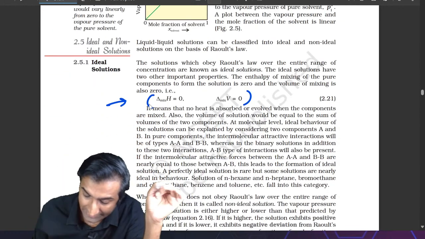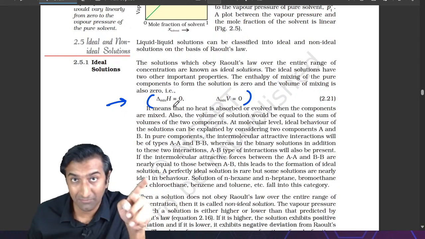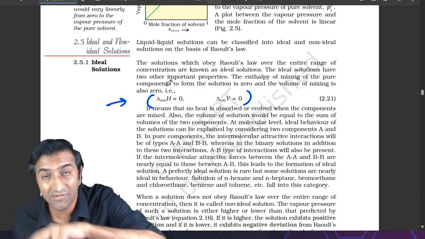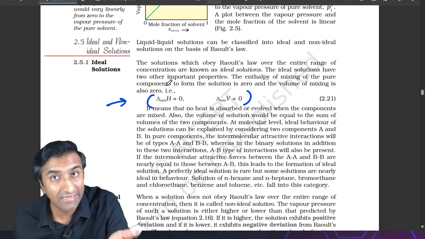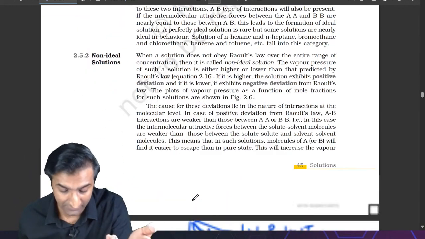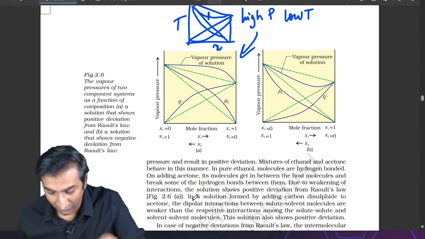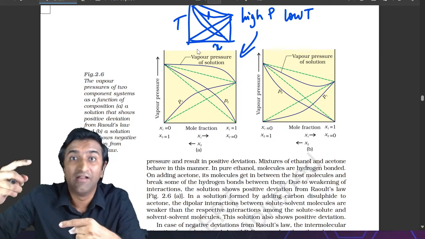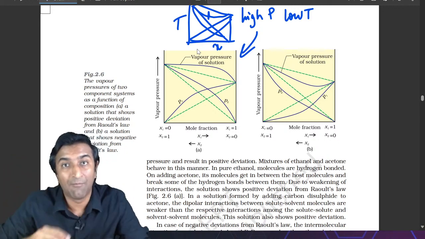For an ideal solution, delta H and delta V of mixing is zero. Matlab ki, kabhi kabhi, agar main do cheezon ko mix karu, jaise pani aur acid mix karoge, wo garam ho jata hai. That's a non-ideal solution, right? Lot of heat is evolved. Delta H mixing is not zero. Okay, that's where this whole idea comes in. Okay, agar vapor pressure is more than expected, then temperature kam ho jata hai.